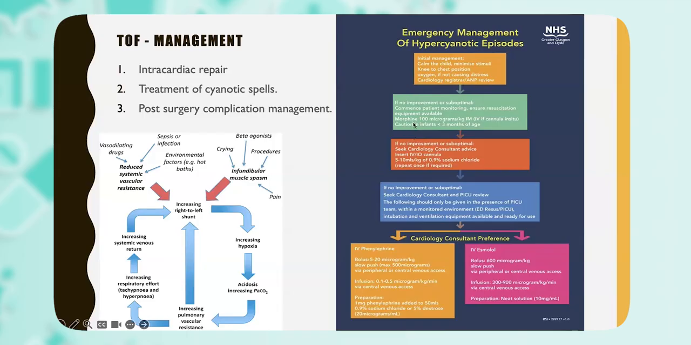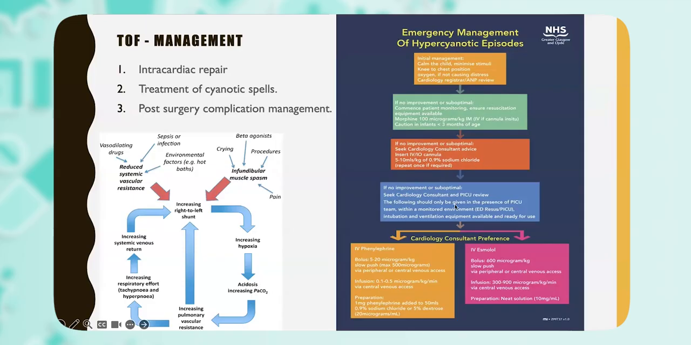Morphine is given for pain relief, is also a sedative, and so morphine will also try to break this cycle, right? But it is cautiously given in infants less than 3 months of age. If no improvement, again, then insert IV or IO cannulation, give sodium chloride 5 to 10 ml per kg to increase the volume to battle the acidosis.